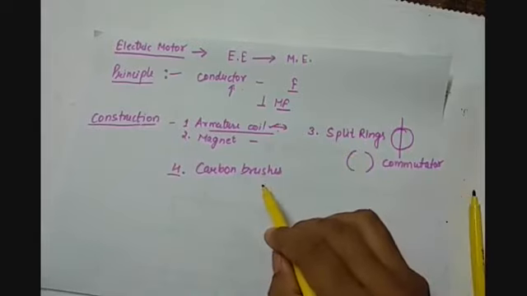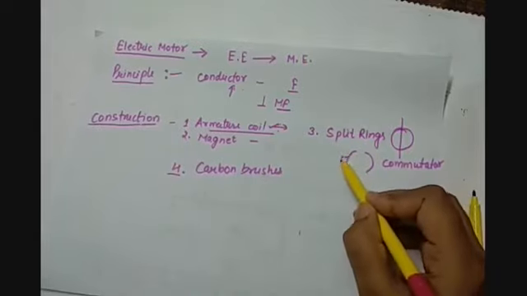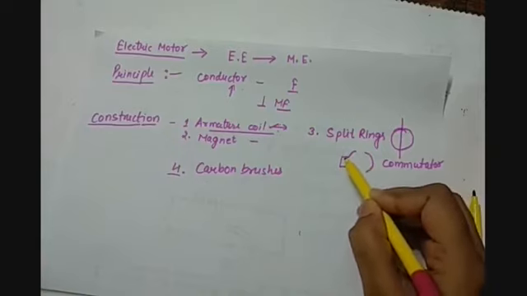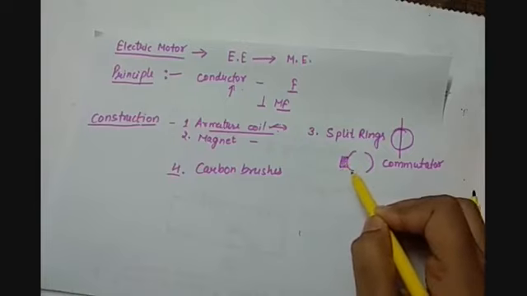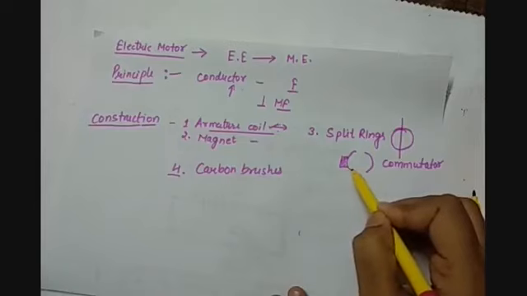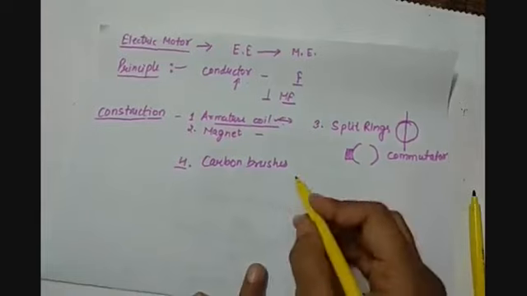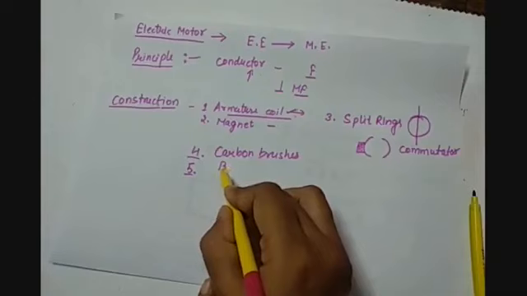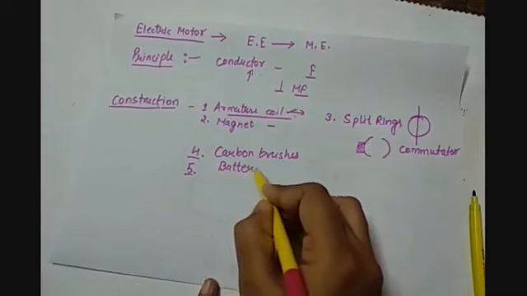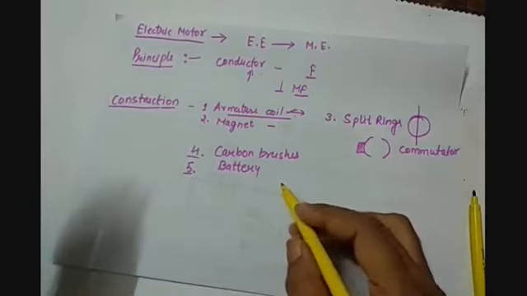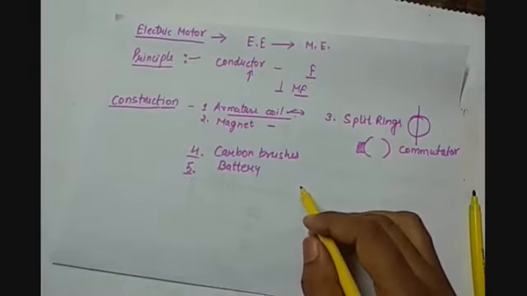So we make the carbon brushes attached to the split rings or to the commutator. The carbon brushes are pressed to the commutator so that they can make the transfer of charge between each other. The fifth one is a battery to supply the electrical energy. And as this is the electric motor, we have to produce the electric current through it.